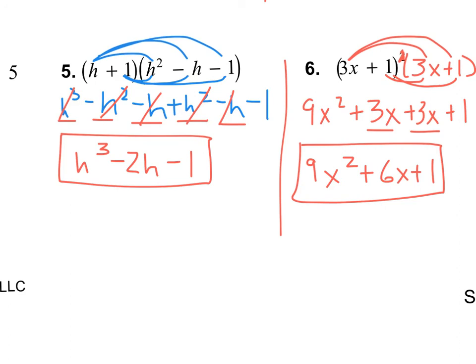So make sure anytime you see something squared, you write it out being multiplied by itself, and then do your normal double distribution.